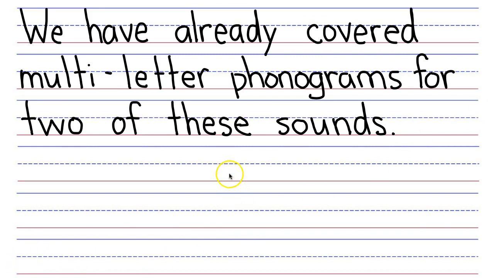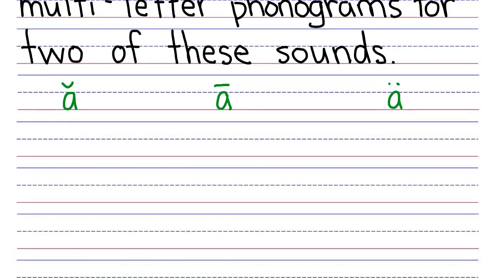I want you to make 3 columns on your paper. In the left column, we're going to put phonograms that make the short A sound, ah. In the middle column, we're going to put phonograms that make the long A sound, a. And in the right column, we're going to put phonograms that make the broad A sound, ah. Let's get some more space here.